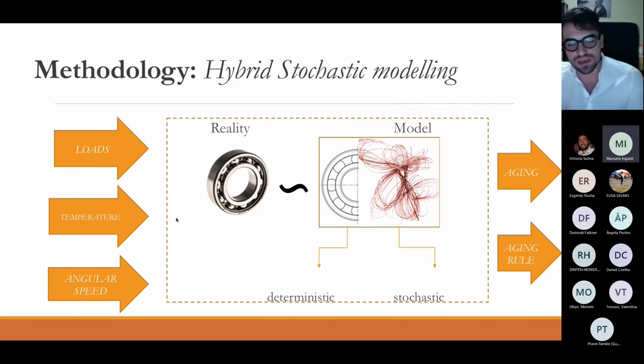With the most recent applications, it's possible to get information about the system operation in order to improve the evaluation of the system aging and remaining useful life. As shown in the slide, for the use case discussed in this paper, loads, angular speed, and temperatures can be included in the model as they are known from the real-time operation.